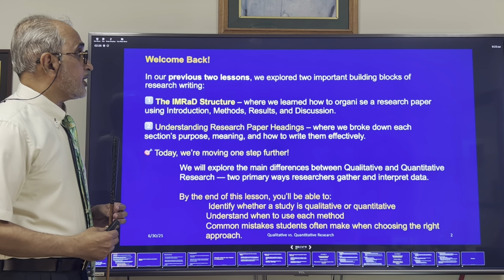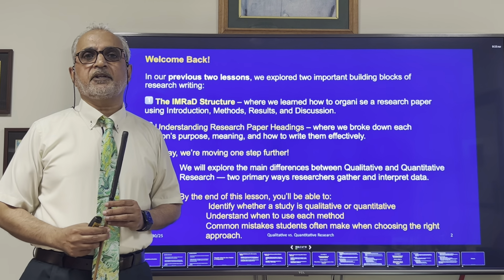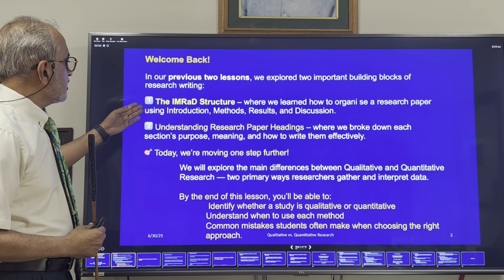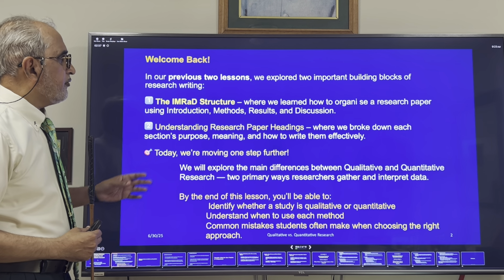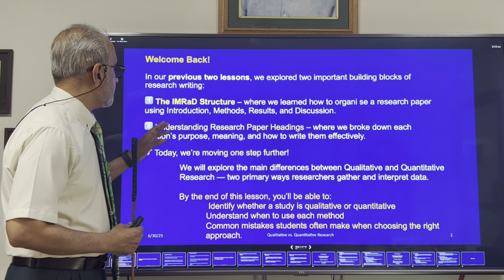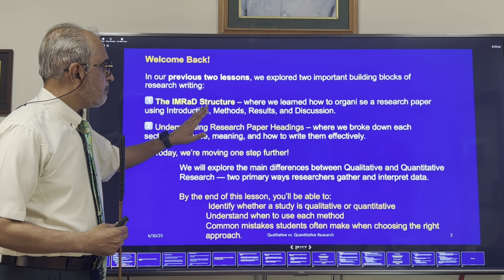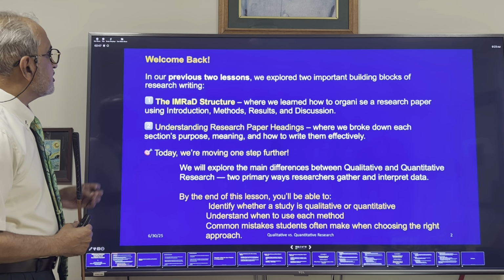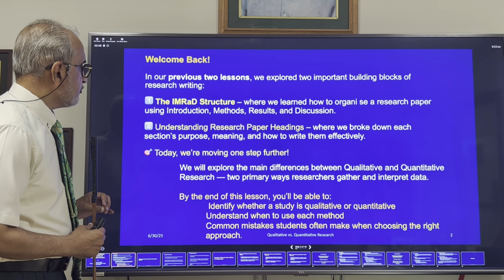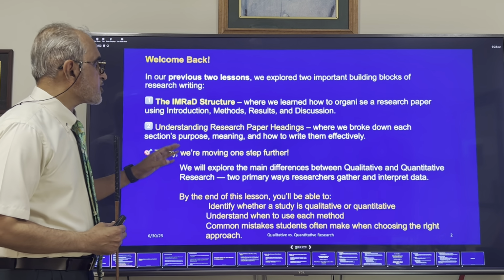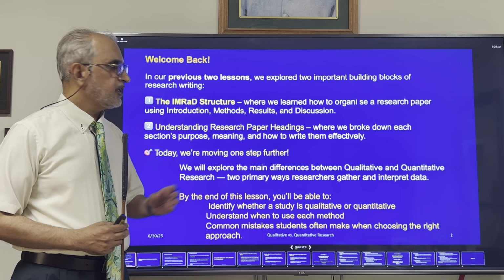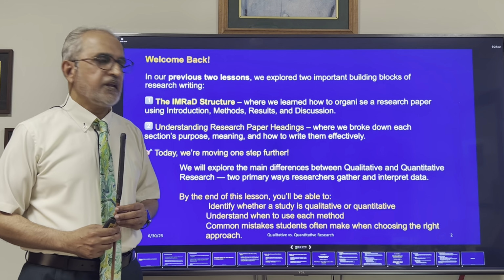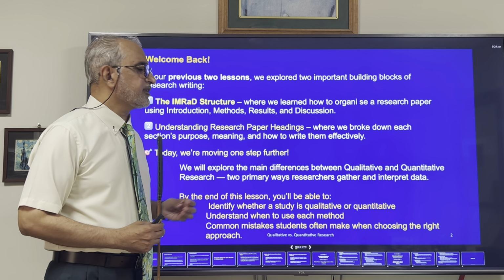Well, in our previous two lessons, we explored two important building blocks of research writing. One is the IMRAD structure, where we learned how to organize a research paper using introduction, method, result, and discussion. The second building block was understanding research paper headings, where we broke down each section, its purpose, meaning, and how and what to write in them effectively.